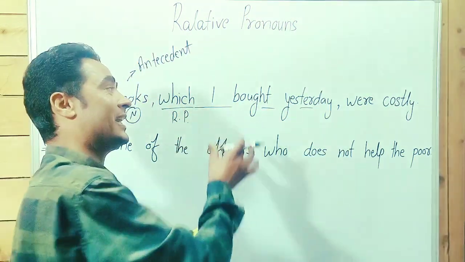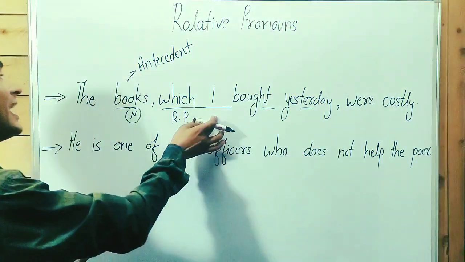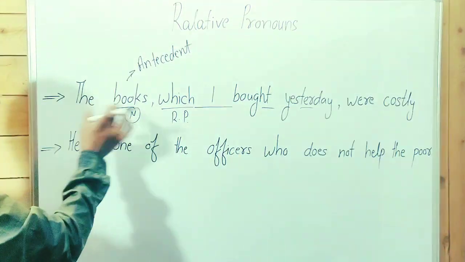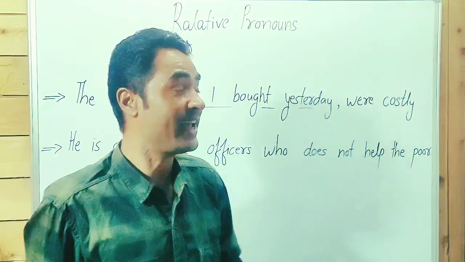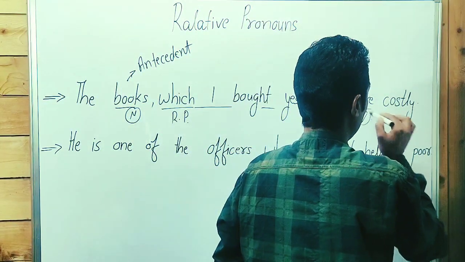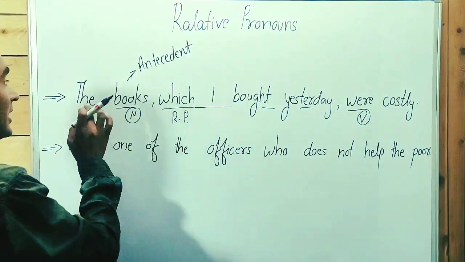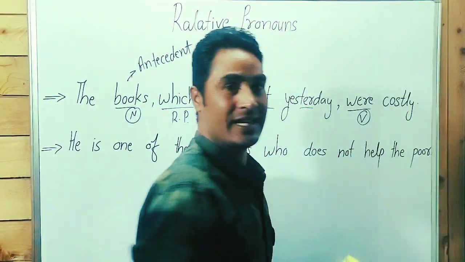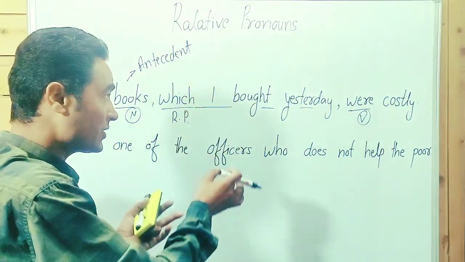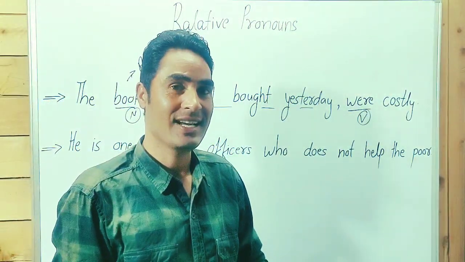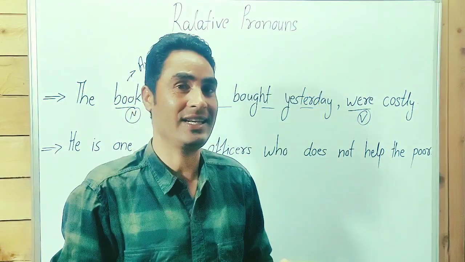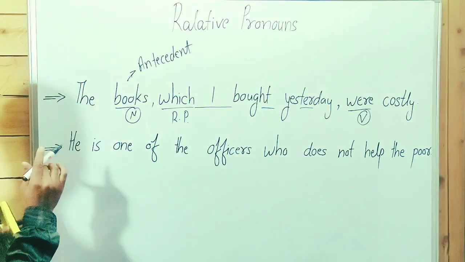You can say relative clause. It gives us extra information about the noun. The books which I bought yesterday were costly. Point to be noted: this is the main verb of this sentence. The books were costly. Which books? Which I bought yesterday. Books which I bought yesterday were expensive, very costly. So here and here.